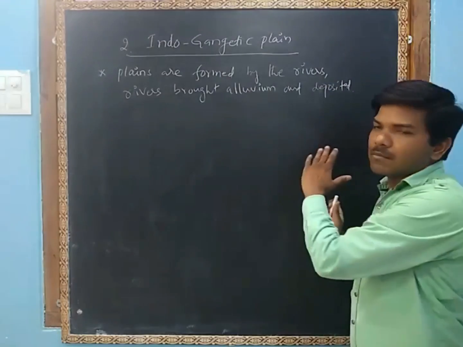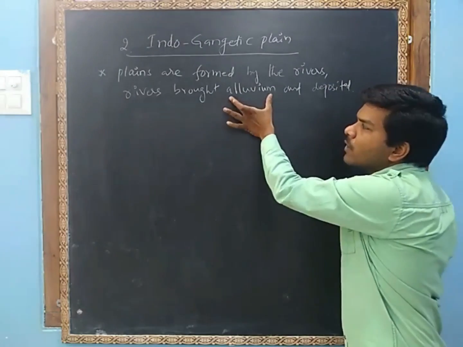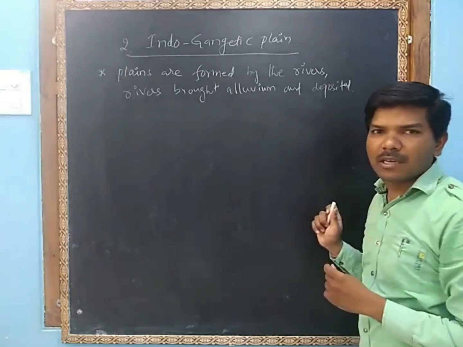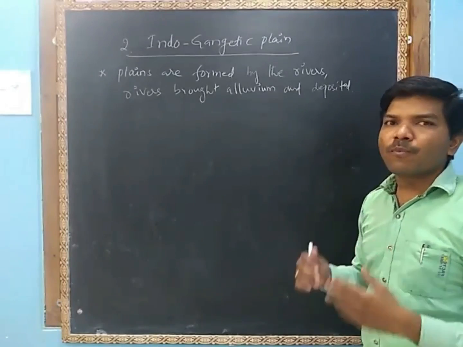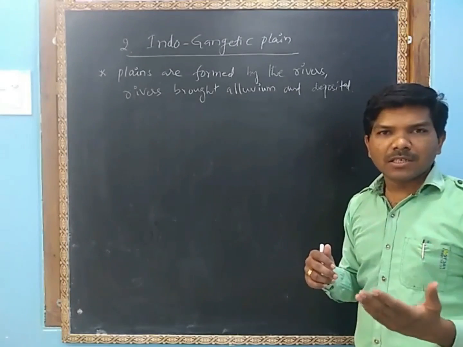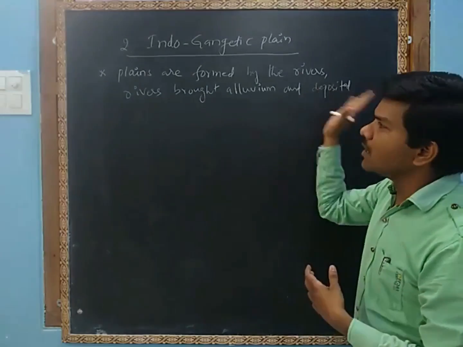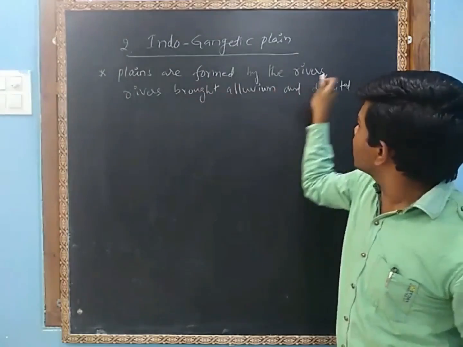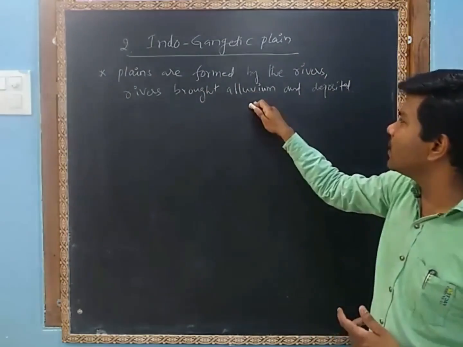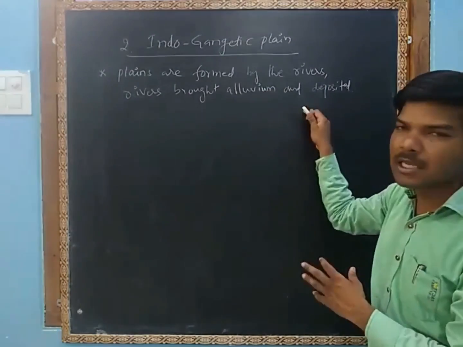So this alluvium is very fertile. Hence, wherever this alluvium is there, those lands are very fertile. So plains are formed by the silt or the clay which was brought by the rivers. Rivers brought alluvium and deposited. So this is what we call plains.